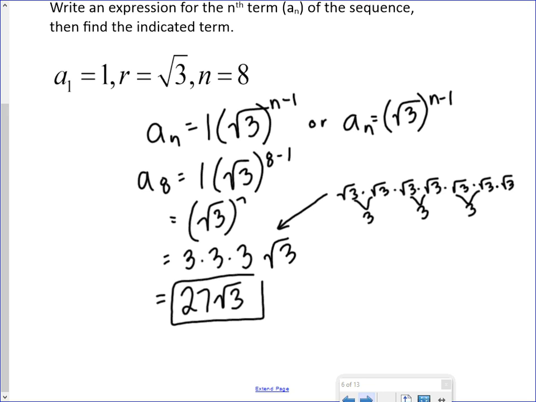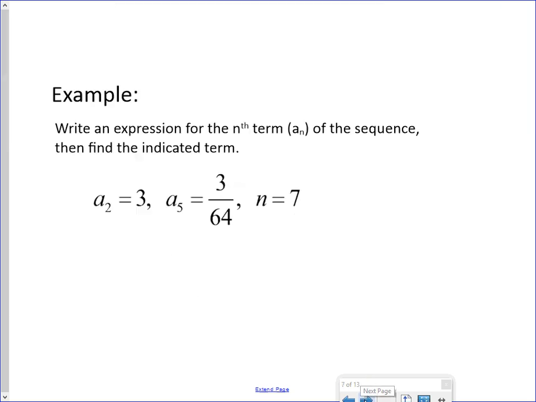Now, looking ahead to the next example, what is less nice about my next example? There's no a sub 1, so they don't give me the first term. And there's no r, they don't give me the ratio. And those are the only two things I need to be able to plug into the formula for a geometric sequence, right? Okay. Here is the easiest, quickest way to find r, in my opinion.